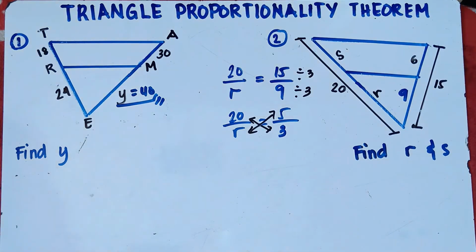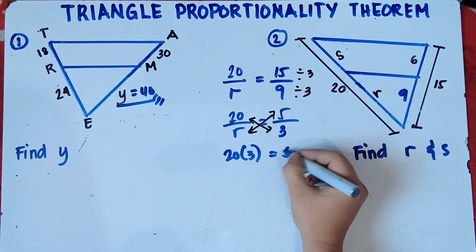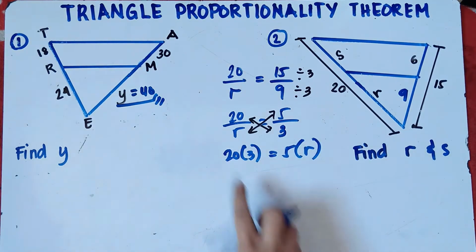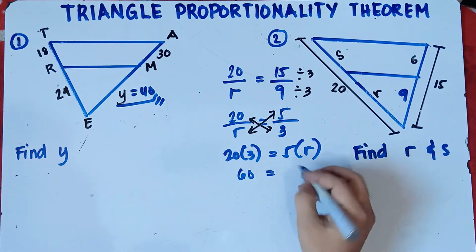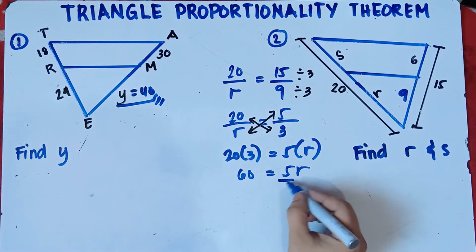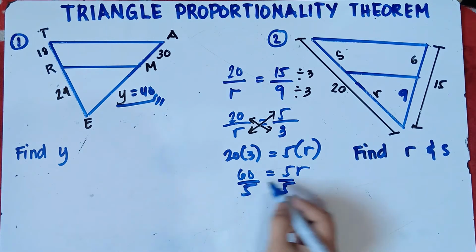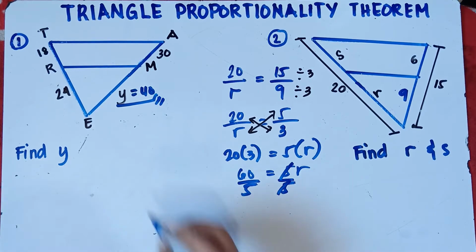So this will be 20 times 3 is equals to 5 times r. So 20 times 3, that is 60, equals 5 times r, that is 5r. And to get the value of r, you divide both sides by 5. Divide by 5, divide by 5. So therefore, our r is equals to, what is, class? 60 divided by 5. So let's divide that.